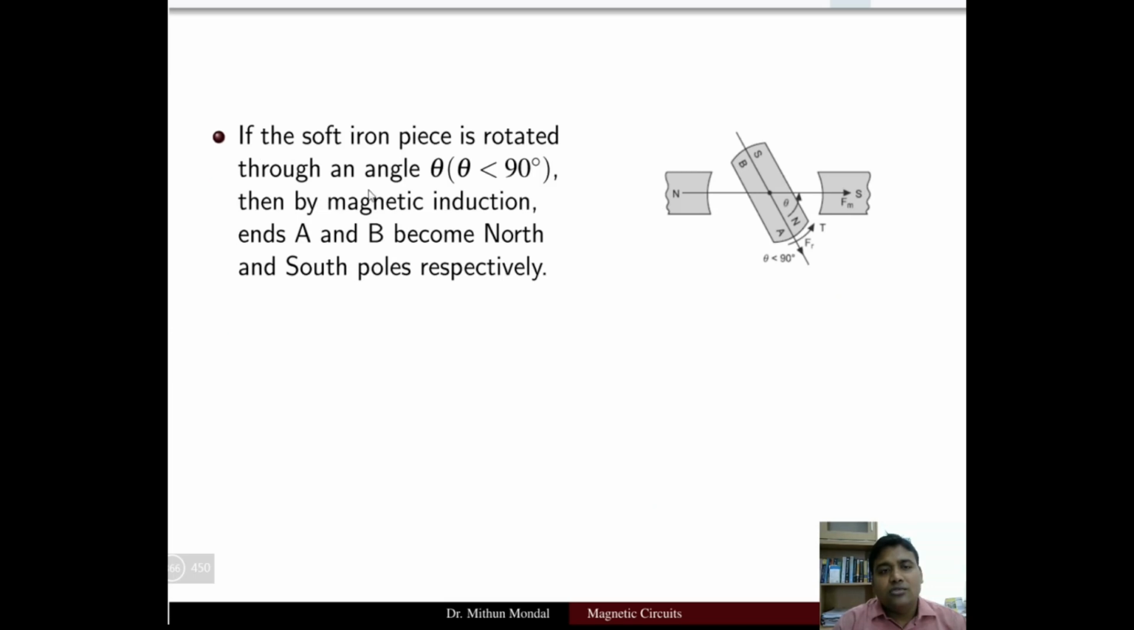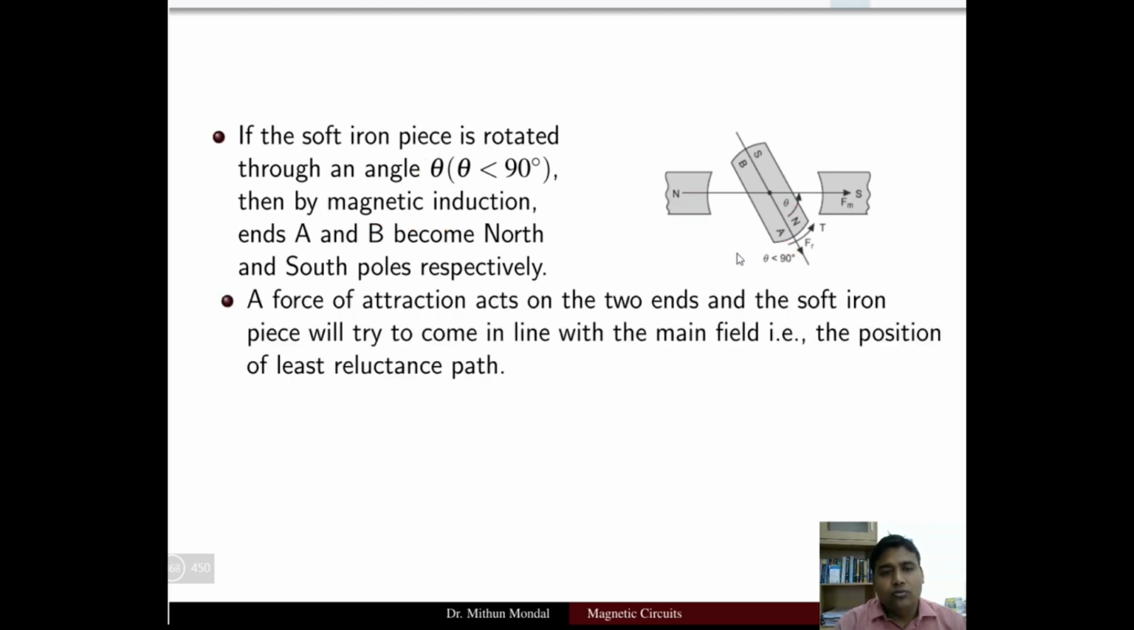Now consider a case where the soft iron piece is rotated by an angle theta, where theta is less than 90 degrees. Then by magnetic induction, the points A and B will attain a north and south pole respectively. Theta is measured in the anticlockwise direction. The permanent magnet is fixed to produce the field, and the soft iron piece is rotated by an angle less than 90 degrees. So here we will get a north pole and here we will get a south pole. A force of attraction will act at the two ends and the soft iron piece will try to come in line with the main field.